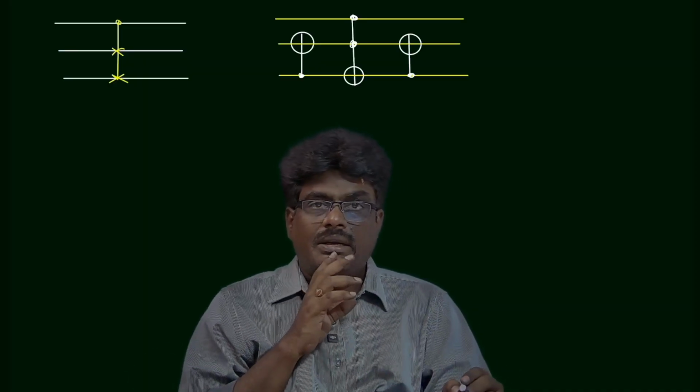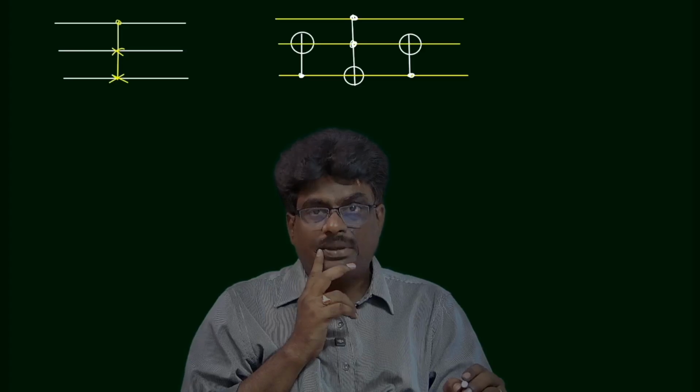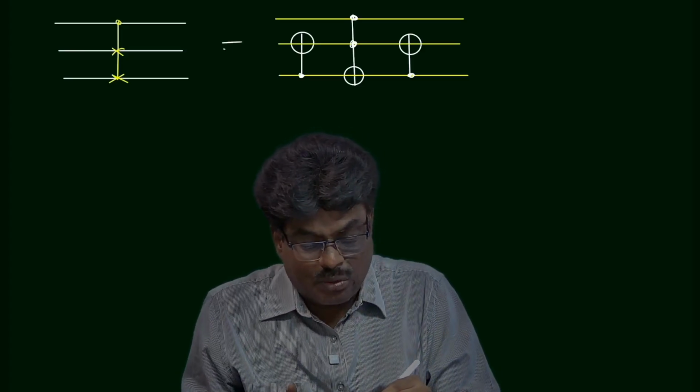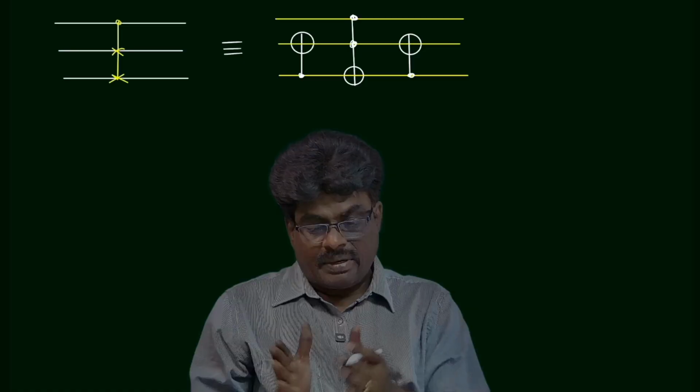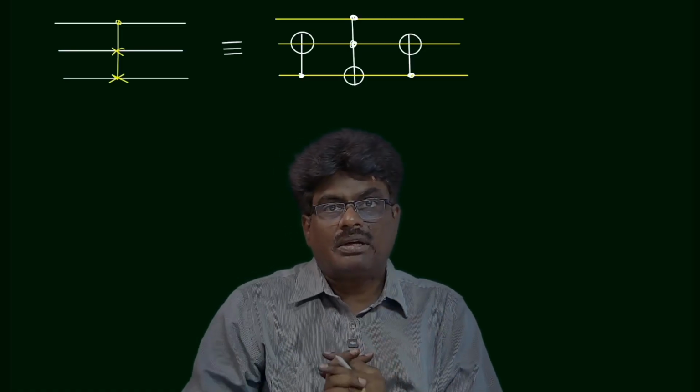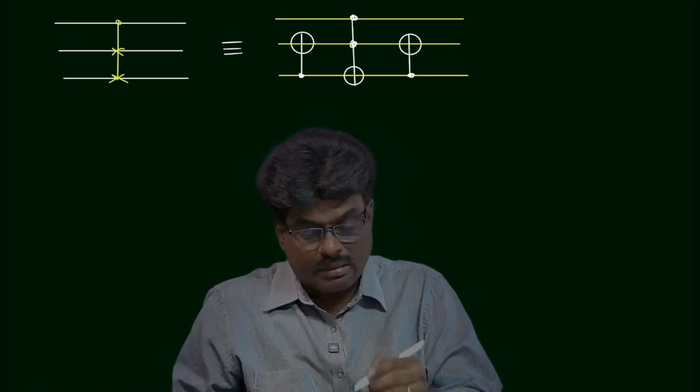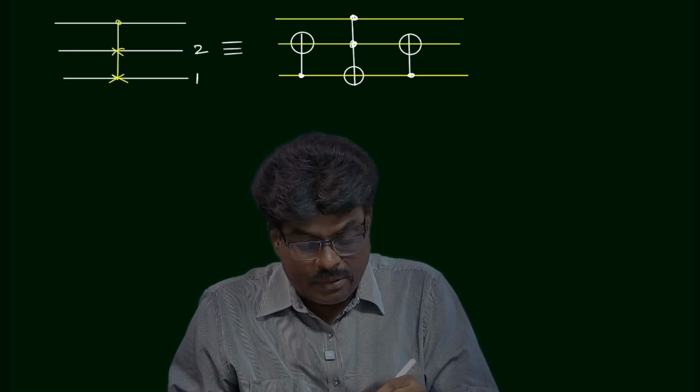So next let us take this equivalent circuit. Now we want to show that these two are equivalent. This Predkin gate and this one both are same. Okay, let us start. Now here I am taking the decimal notation 1, 2, 4.